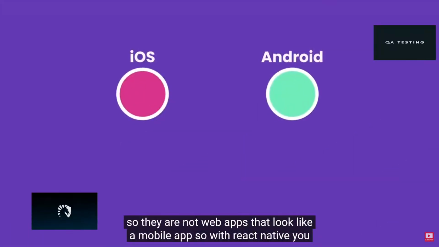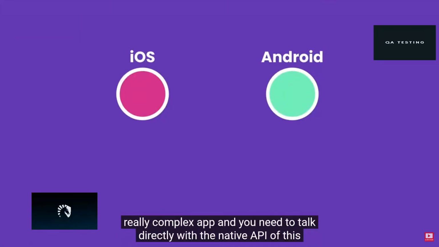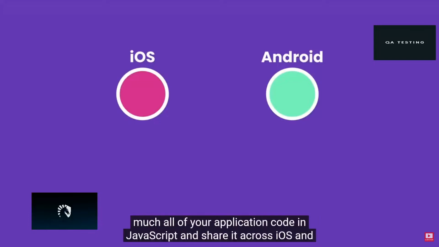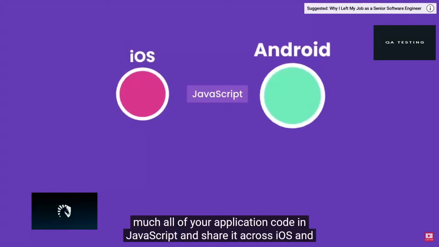So with React Native, you don't need to know iOS or Android programming unless you want to build a really complex app and you need to talk directly with the native API of these platforms. For the most part, you don't need to do that. So you can write pretty much all of your application code in JavaScript and share it across iOS and Android.